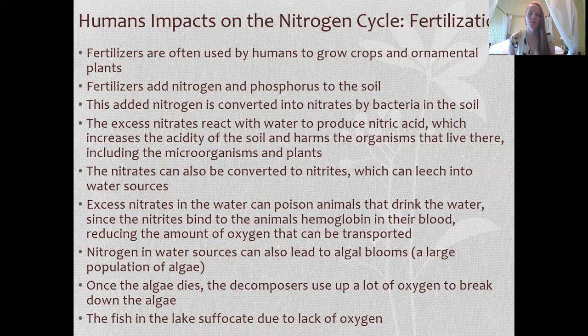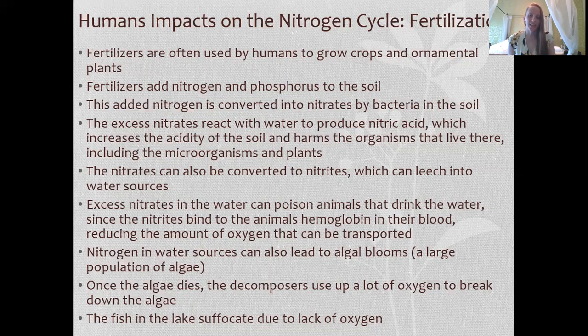And if you have too many nitrates or nitrites in the water, it essentially poisons any animals that drink that water. And that's because those nitrites actually bind with the hemoglobin in the blood of those animals, which reduces the ability of oxygen to circulate through those animals. Hemoglobin is the molecule in your blood that transports the oxygen around. So if that oxygen can't get transported because something else is binding to the hemoglobin, essentially the animals kind of suffocate.